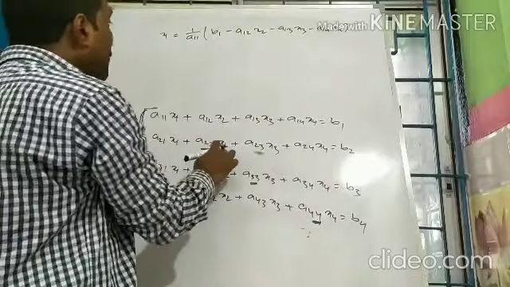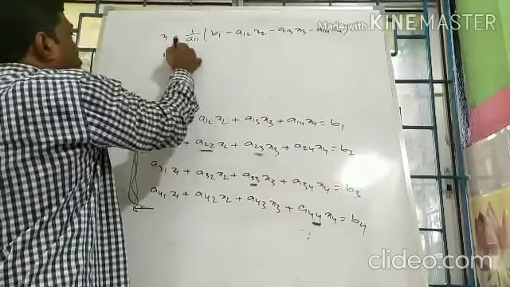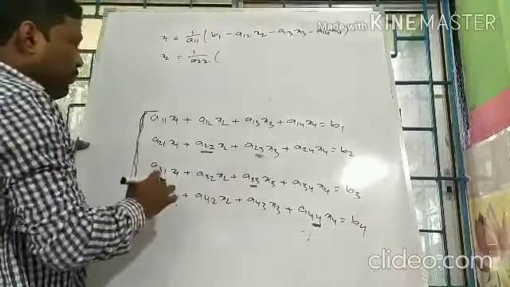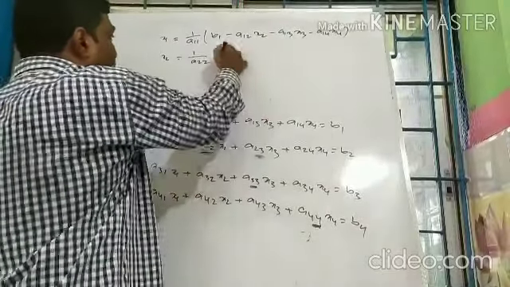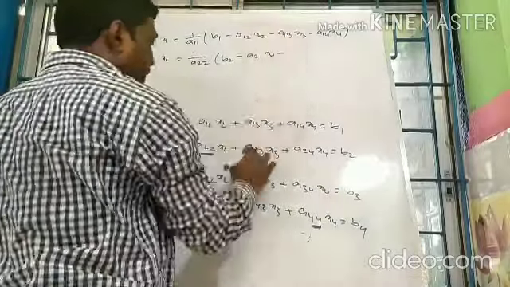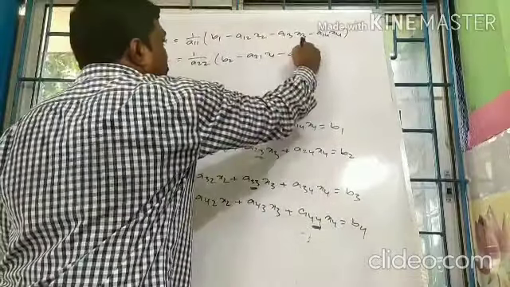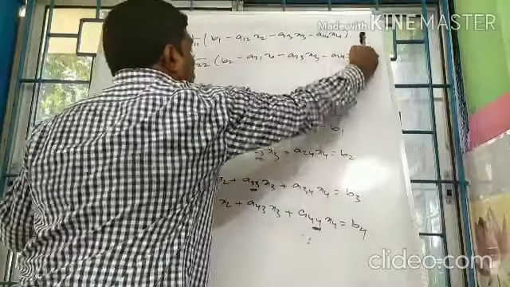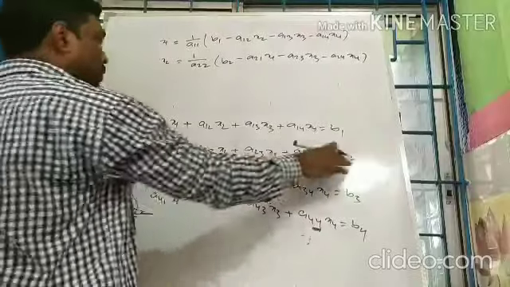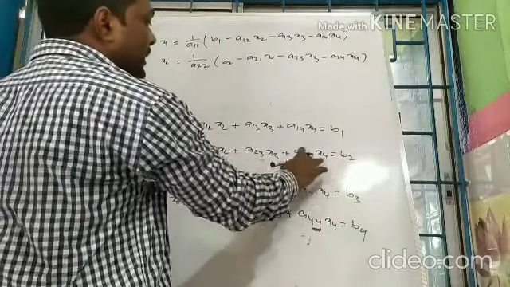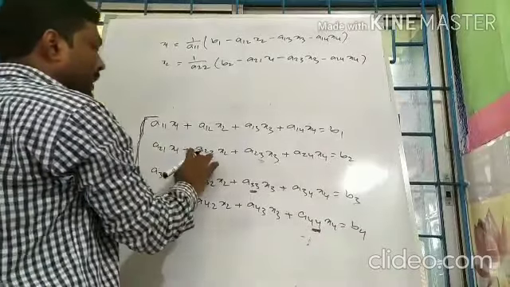Now calculate x2 from the second equation. So x2 is what? x2 equals to 1 by a22 b2 minus a21 x1 minus a23 x3 minus a24 x4. So x2 from the second equation is b2 minus a21 x1 minus a23 x3 minus a24 x4 divided by a22.